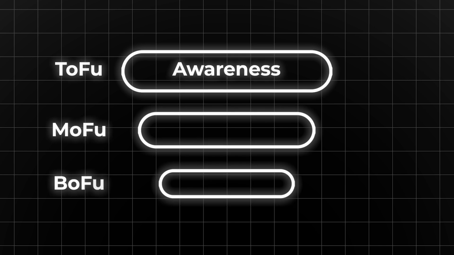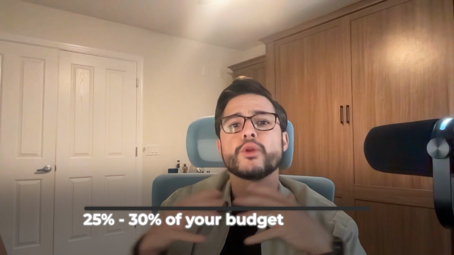MOFU, middle of funnel. So this is the consideration phase. So right here, people are intending. This is where the primary goal is going to be to retarget high intent shoppers. And you're going to want to do that through your search and maybe even your PMAX campaigns. So here you're going to want to have 25 to 30% of your budget.